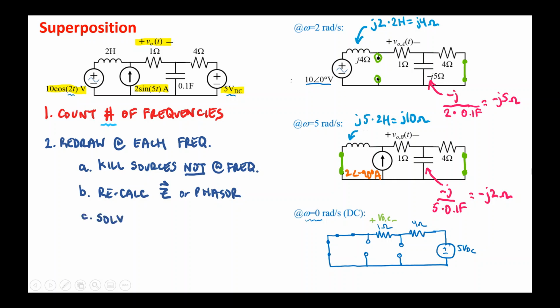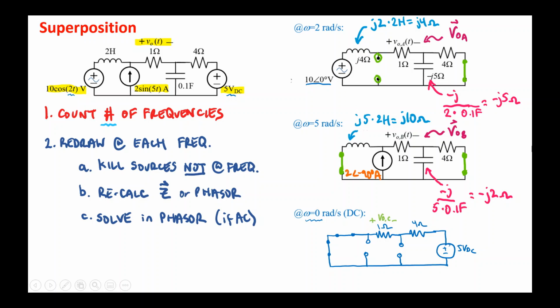For the AC circuits, I need to solve in phasor form. That is, for omega equals 2 radians per second and omega equals 5 radians per second, I need to be calculating V0 A as a phasor and V0 B as a phasor. This notation really isn't necessary for DC since there's no need for phasors at DC. At this point, I apply my AC or my DC circuit analysis techniques on each of the individual circuits in turn to solve for the parameter of interest, so V0 A, V0 B, or V0 C.